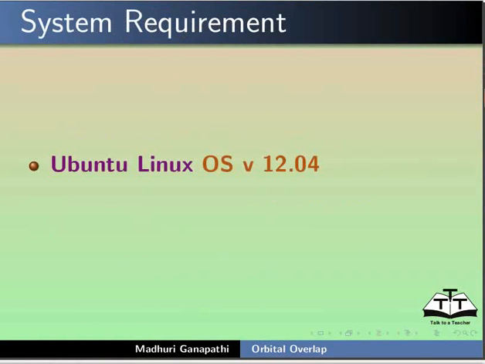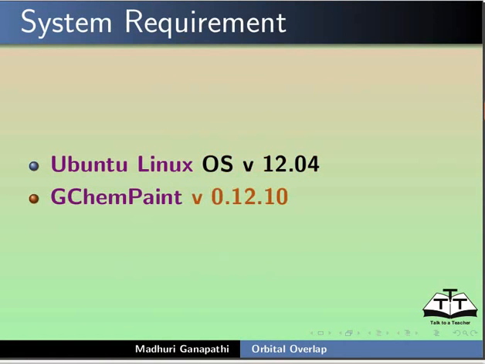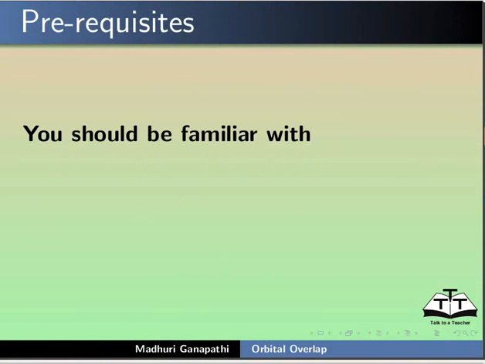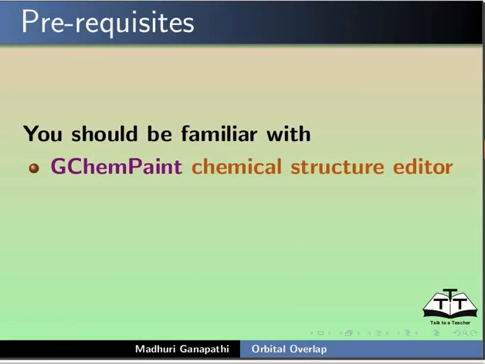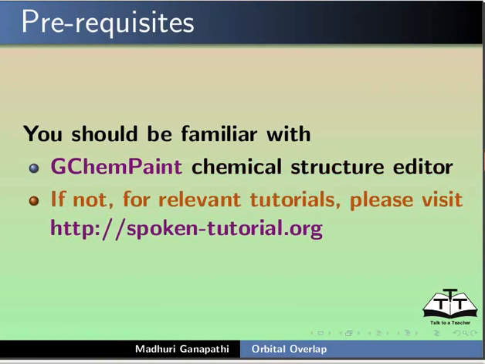Here I am using Ubuntu Linux OS version 12.04, GChemPaint version 0.12.10. To follow this tutorial, you should be familiar with GChemPaint Chemical Structure Editor. If not, for relevant tutorials, please visit our website.